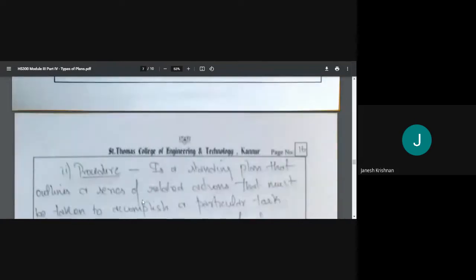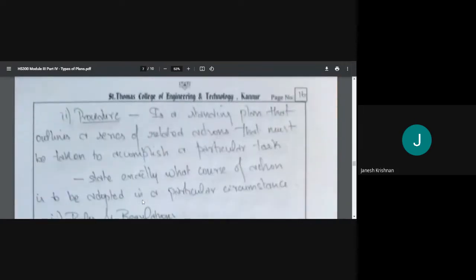Right. So the second type of standing plans are procedures. Procedure means how do we take steps, how do we tackle a situation. A standing plan that outlines a series of related actions that must be taken to accomplish a particular task. Exactly what course of action is to be adopted in a particular circumstance.